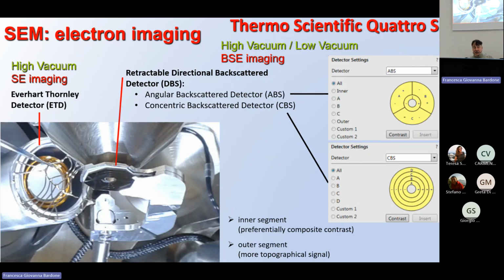This is just an image that shows you how these detectors are made and what they look like. This is the final part of the lens of the microscope. The electrons come from here, pass through this hole, and hit the sample, which should be here. And you have different types of detectors. This is the secondary electron detector. And this is the backscattered electron detector, which collects electrons that come back after reflection.